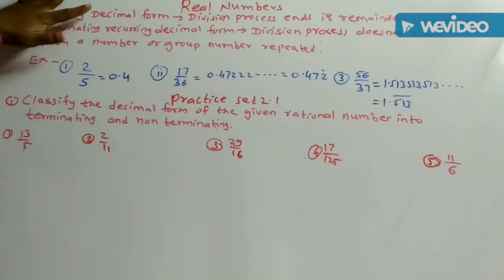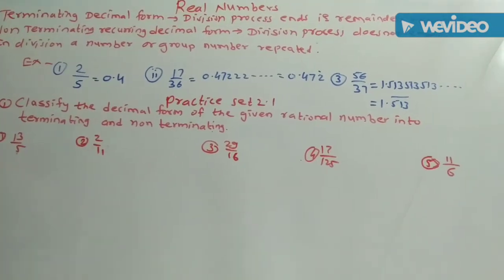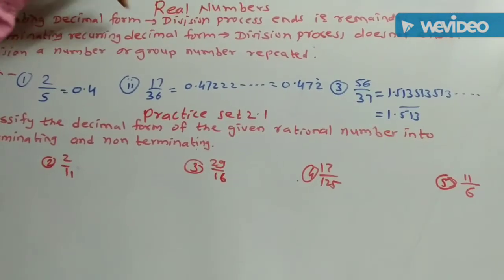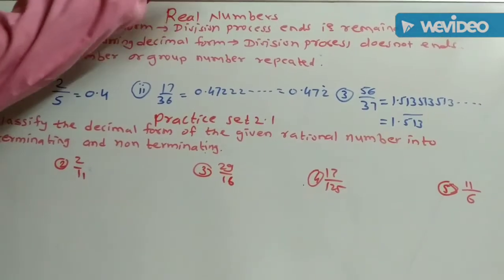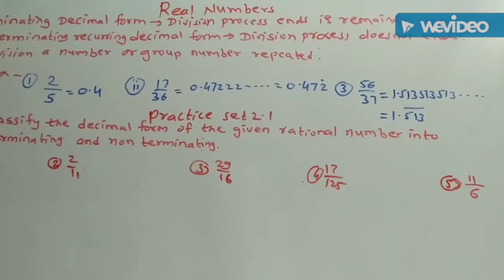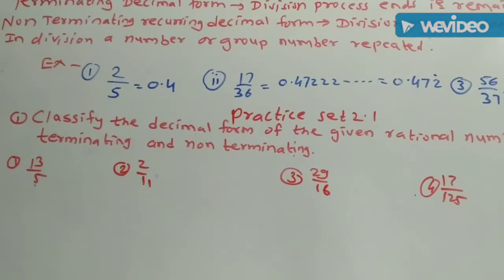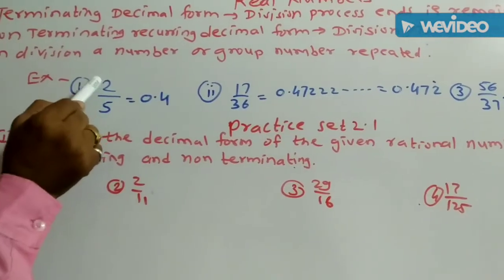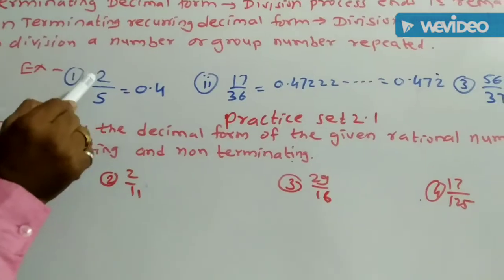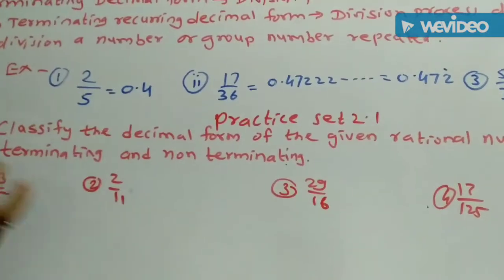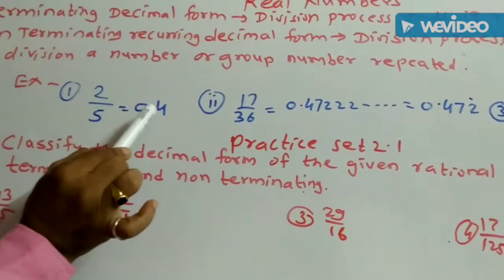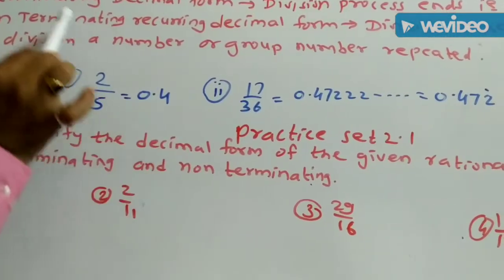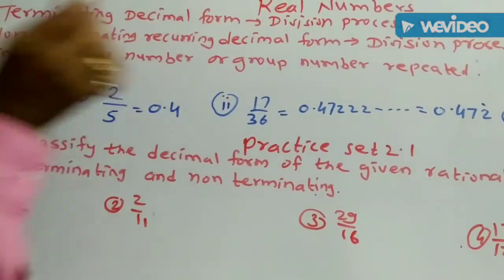In terminating decimal form, we divide the rational number, the numerator is divided by the denominator, and in this process, if the division process ends, that is, the remainder is 0, then the decimal form is called terminating decimal form. For example, here I take 2 upon 5. If we divide 2 by 5, then we get 0.4, and the division process ends here, and therefore this type of decimal form is called terminating decimal form.